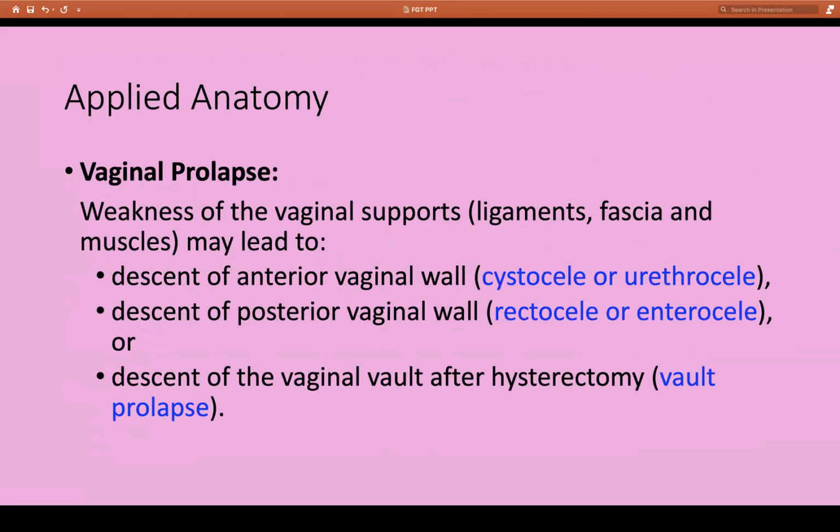Again, applied anatomy is why we are learning this anatomy. Especially when patients are presenting with vaginal prolapse, we should know that these are the vaginal supports that loosen and weaken and make a prolapse. So if it is descent of anterior vaginal wall, it makes cystocele or urethrocele. Descent of posterior vaginal wall makes rectocele, enterocele, and descent of vaginal vault after hysterectomy, we call it vaginal vault prolapse.